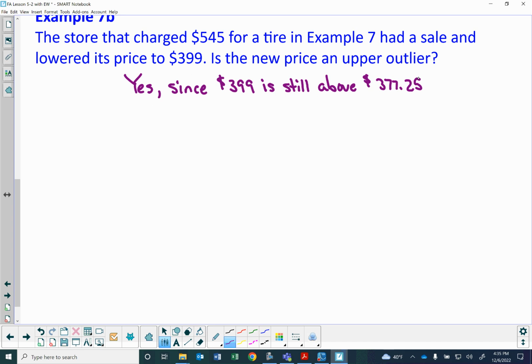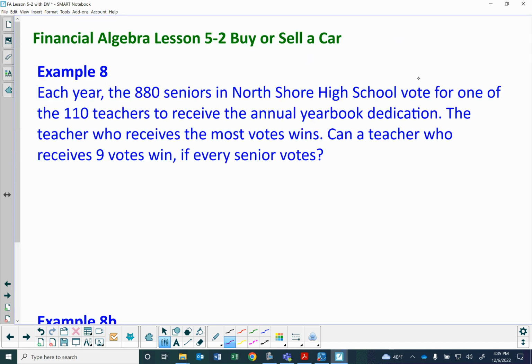Okay, so last example. Each year, the 800 seniors in North Shore High School vote for one of the 110 teachers to receive the annual yearbook dedication. The teacher who receives the most votes wins. Can a teacher who receives 9 votes win if every senior votes? And you might say, well, there's no way a teacher can win if they only get 9 votes. Well, let's think about this.